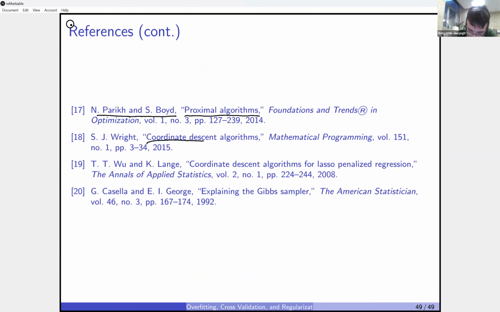Coordinate descent algorithms: a survey paper on coordinate descent methods in optimization. Coordinate Descent Algorithms for Lasso Penalized Regression, 2008. Okay, and this is explaining the Gibbs sampler in 1992. I think for Gibbs sampling, you can take a look at that.